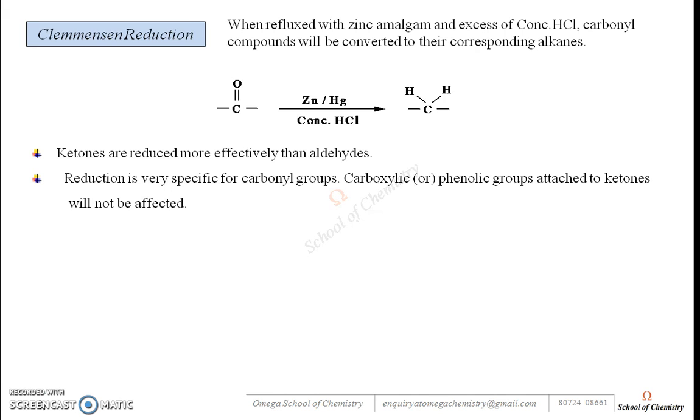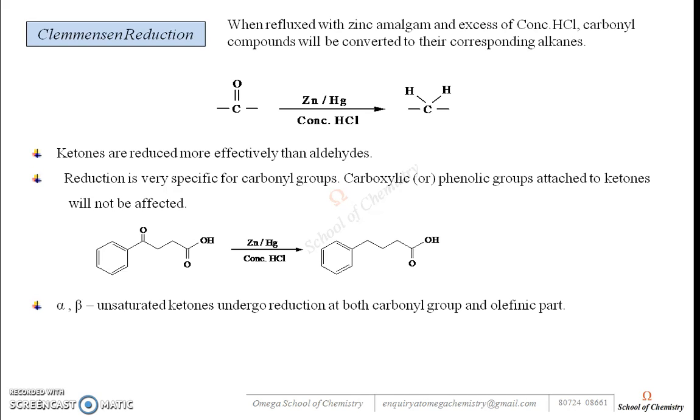But when 4-oxo-4-phenyl butanoic acid is subjected to Clemmensen reduction, the acid group will not be disturbed and we will get only 4-phenyl butanoic acid. However, olefinic part will also get reduced along with the carbonyl group in alpha-beta unsaturated carbonyl compounds.